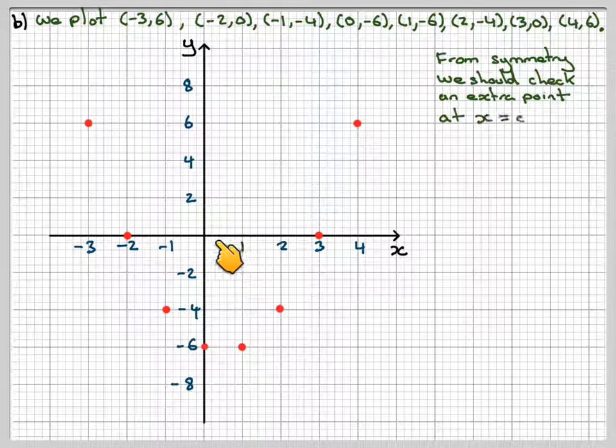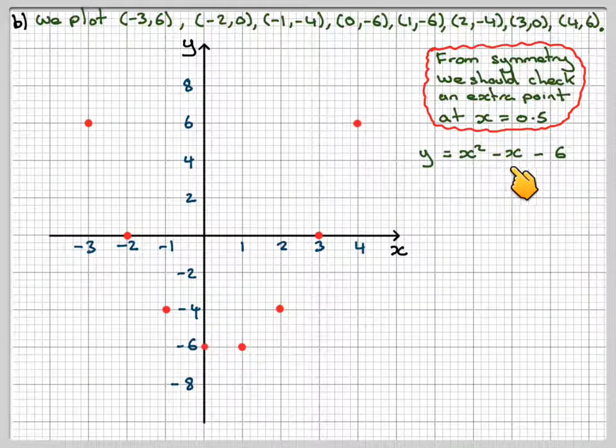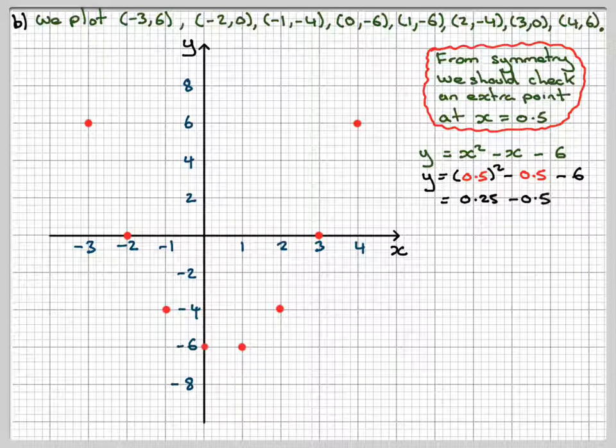And the extra point you need to check is the halfway between these 2 points here, which is 0.5. Now, you don't always have to check an extra point. Here we've got 2 points in the same position. So our function was y is equal to x squared minus x minus 6. So instead of x, I now do y is equal to 0.5 squared minus 0.5 minus 6. Now 0.5 squared on my calculator gives me 0.25 minus 0.5 minus 6. And if I work that out, I'm going to get minus 6.25.